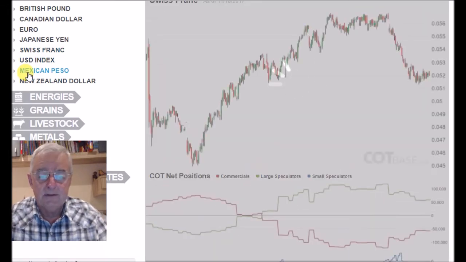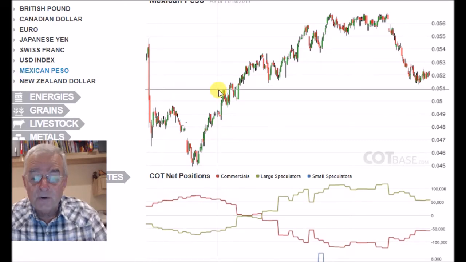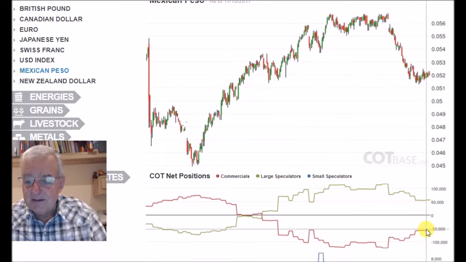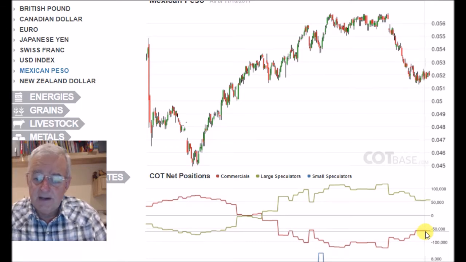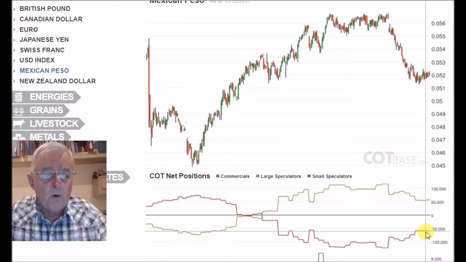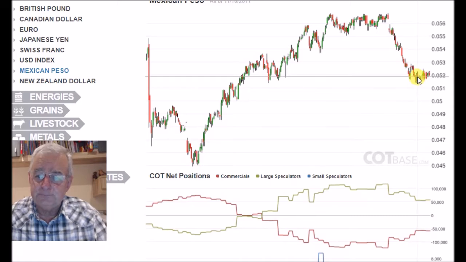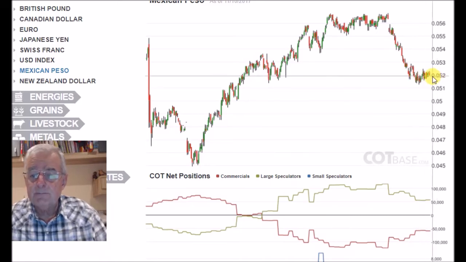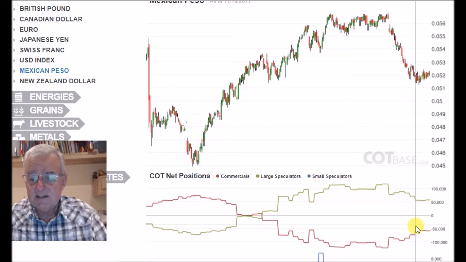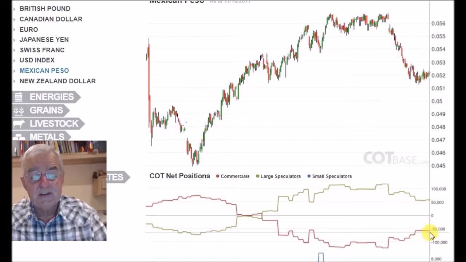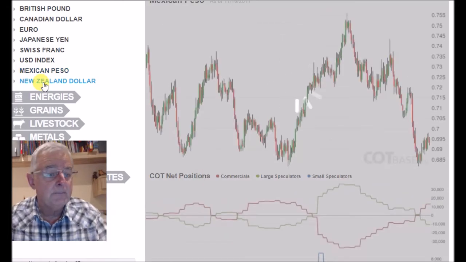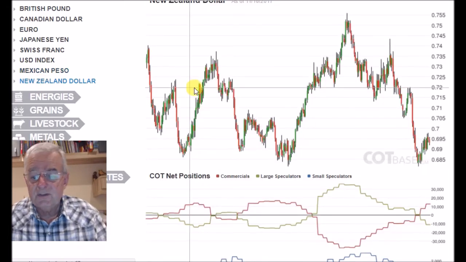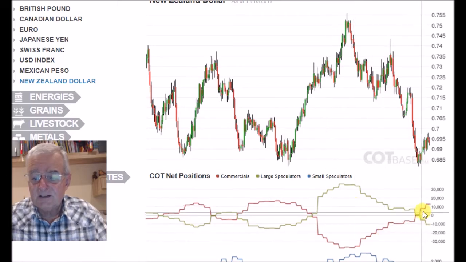Mexican peso. This has gone back onto a 1-year chart. It's still bearish for the Mexican peso. I'm expecting more upside in the USD Mexican peso. We've had a little bit of sideways movement for the last 3 weeks. As you can see on the chart, nothing's really happened to the positions, and I expect it to continue bearish.